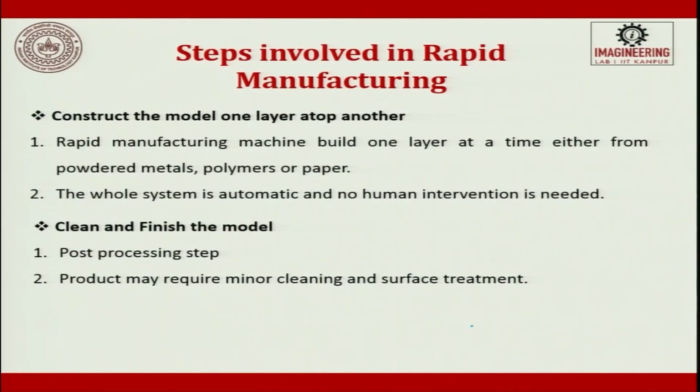The third one is going to be to construct the model one layer atop another. So, the third step is going to be layer by layer. Now you have made facets. After that, along the z direction you cut the object into several thin layers. After you cut these thin layers, the next step is to construct the model one layer atop another. The rapid manufacturing machine builds one layer at a time, either from powdered metal, polymer or paper. The whole system is automated and no human intervention is needed.